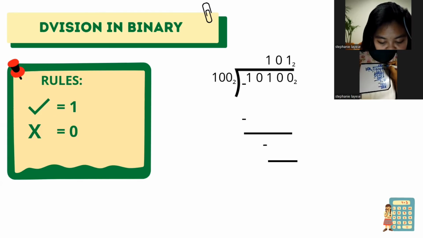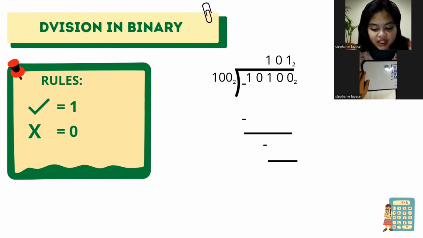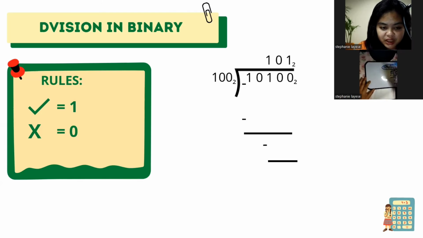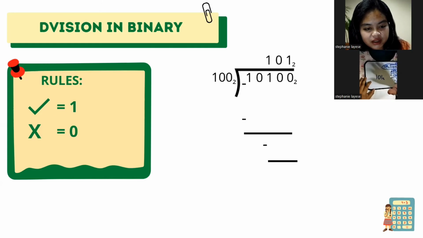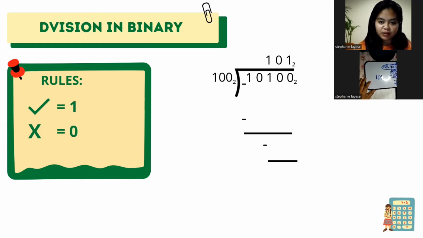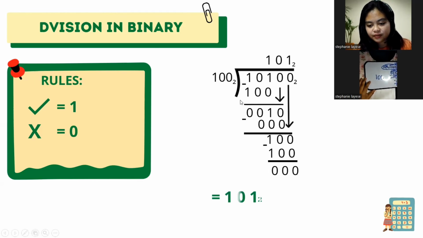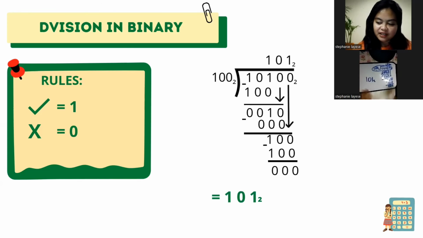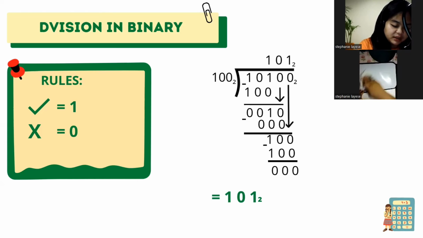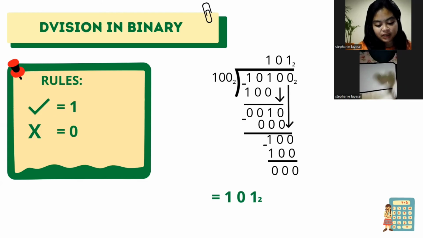And then we will copy the subscript of 2. Once you reach the last number below, it means that you already finished dividing the number. So it means when dividing this number, we will get 1, 0, 1 subscript of 2. Okay, now we check here in our PowerPoint presentation. And yes, we got the same value of answer. I know it's confusing, but we still have another example.